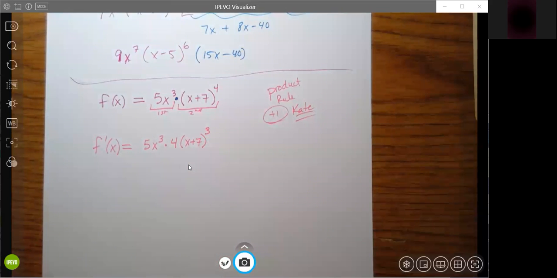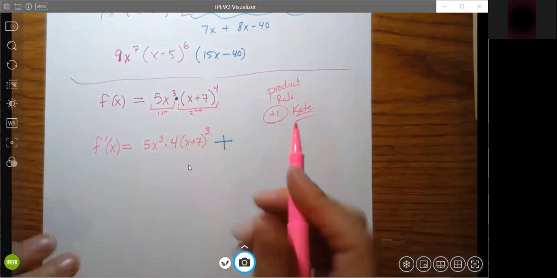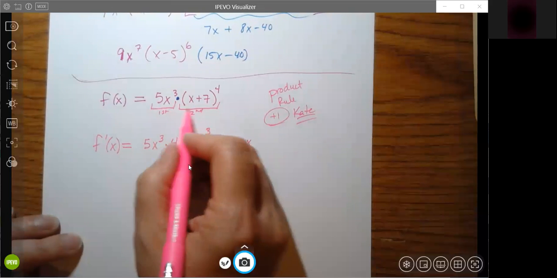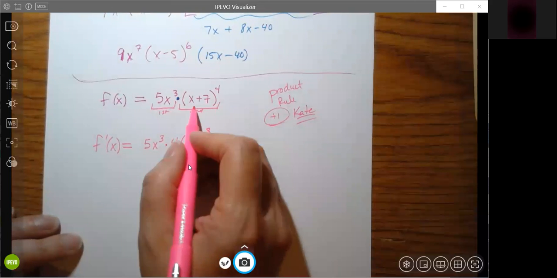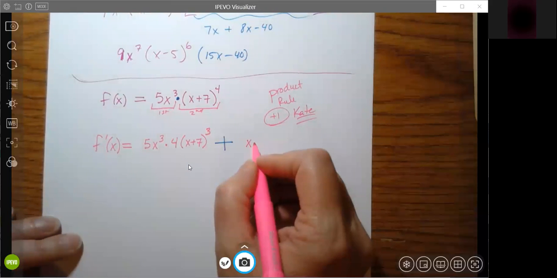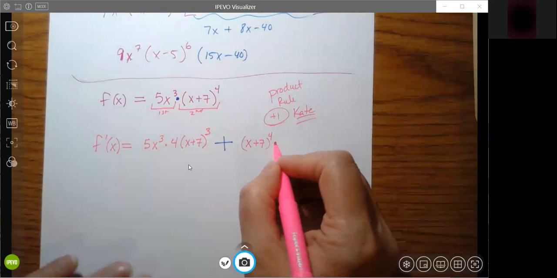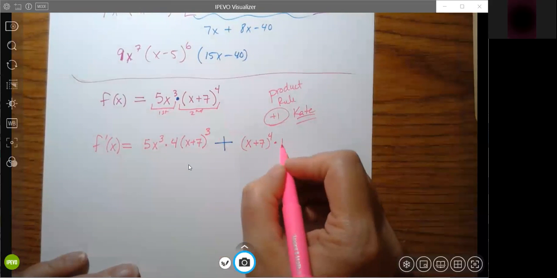Then you add, would it be x plus 7 to the 4th or just x plus 7? The second is x plus 7 to the 4th. It's that whole thing. So yeah, then add x plus 7 to the 4th, and then multiply it by 15x to the 2nd.